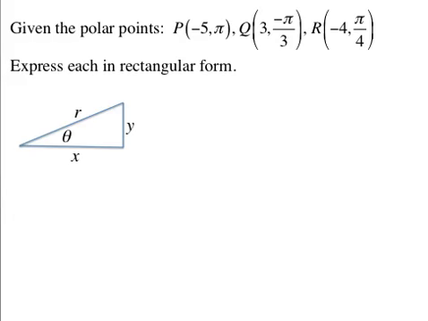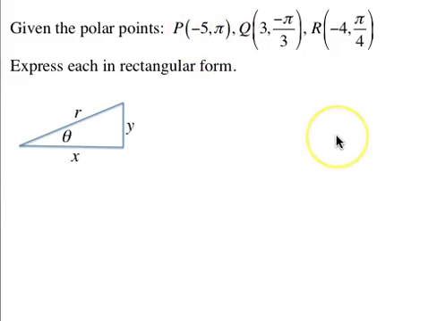Now we want to express each of these in rectangular form. So, what is our relationship here? This is our rectangular form: over for x, up for y. Our polar form, r distance from the origin, theta the angle with the x-axis. So how do we convert these things?